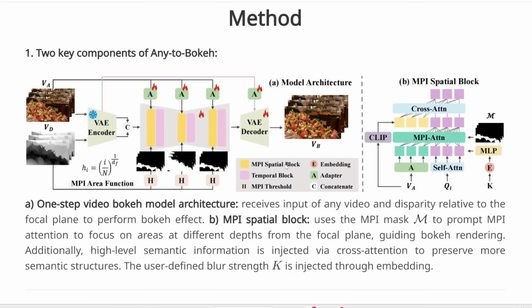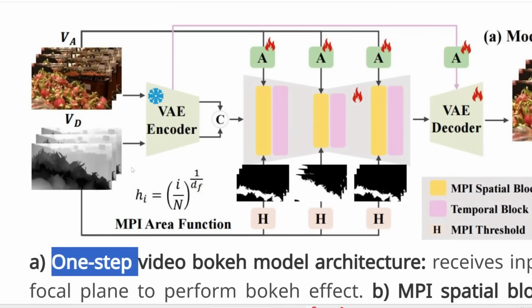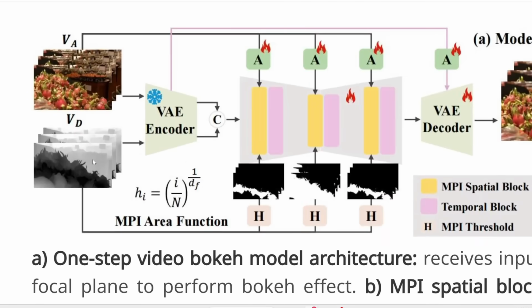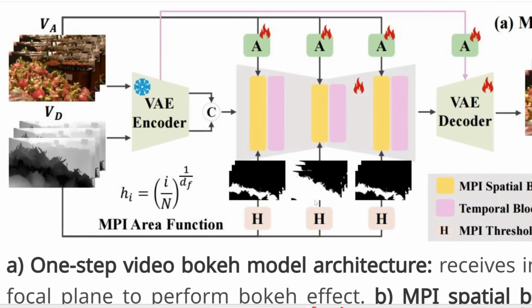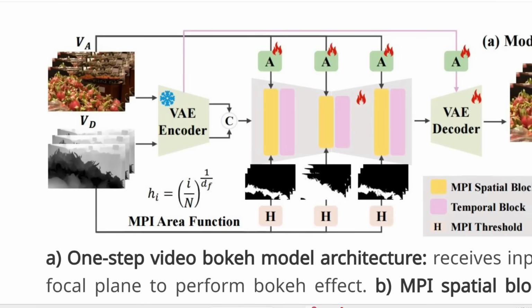So they use a special type of neural network that works in only one step, which makes it super fast and efficient. And the video is actually converted into these multi-plane frames, which basically helps the AI understand the depth of the scene. And from that, you can break the frame down into the foreground or the middle or the background, and then choose where you want to apply the blur and also how strong the blur should be.